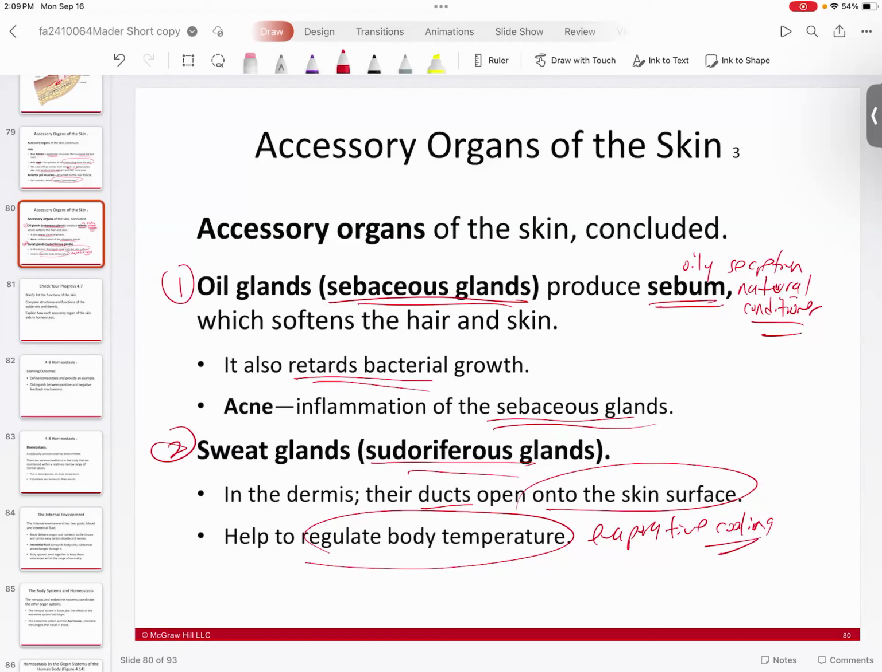Anybody ever sweat? No, of course not, because we all glow, right? I don't sweat, I glow. Like, no, you're sweating.